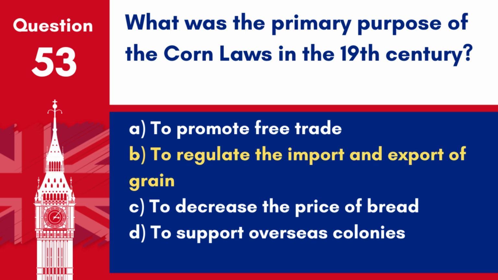Answer B. To regulate the import and export of grain. The Corn Laws, enacted in the early 19th century, were designed to protect British agriculture by imposing tariffs and restrictions on imported grain, leading to significant political and social debates.